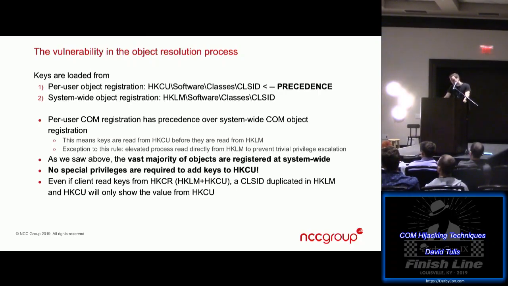But if you recall from the previous survey, remember that the COM objects were mostly registered system-wide. And although we do need administrator-level privileges to write to HKLM, we don't need any of those privileges to write to HKCU. So any class ID key that you write in the HKCU registry hive, and that class ID can point to any COM server that you want, that will be loaded before the legitimate object is loaded. Even if the key is duplicated, so when it has values in HKCU and HKLM, if the client is reading objects from the HKCR hive, it's only going to read that object that is present in HKCU.